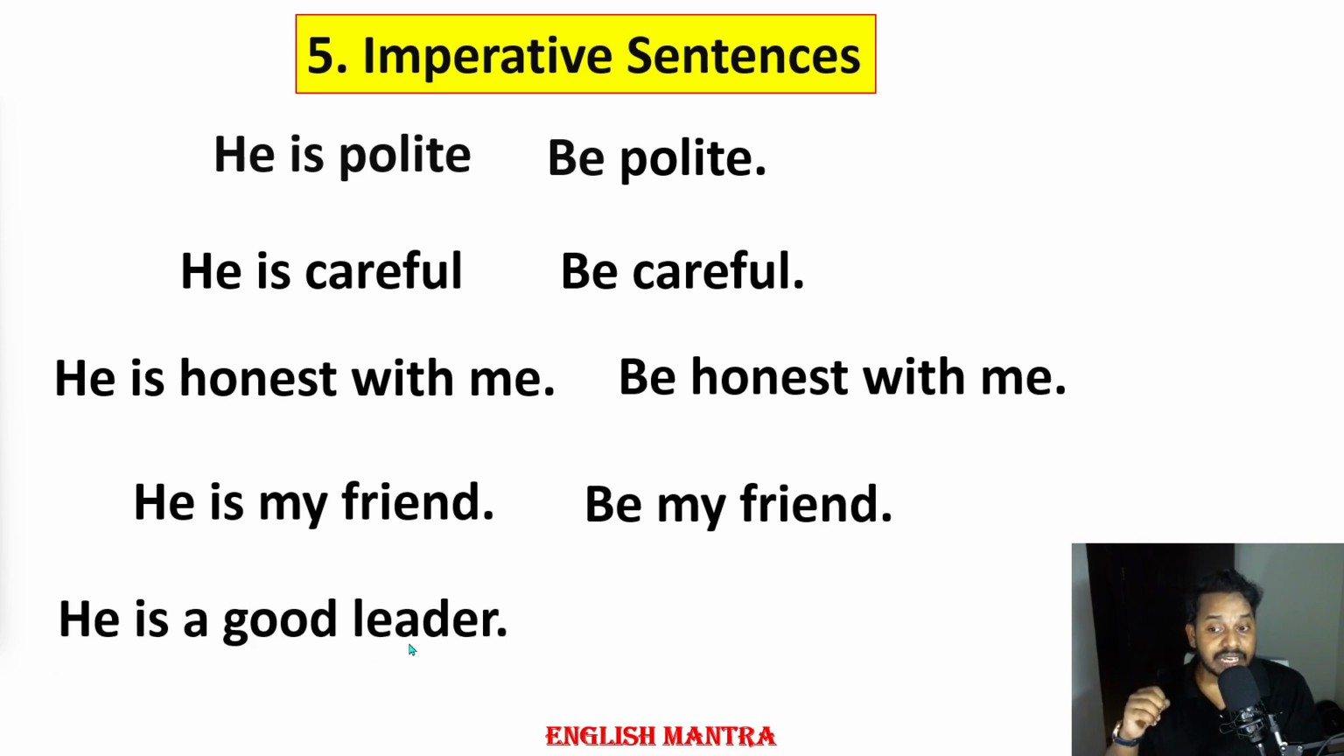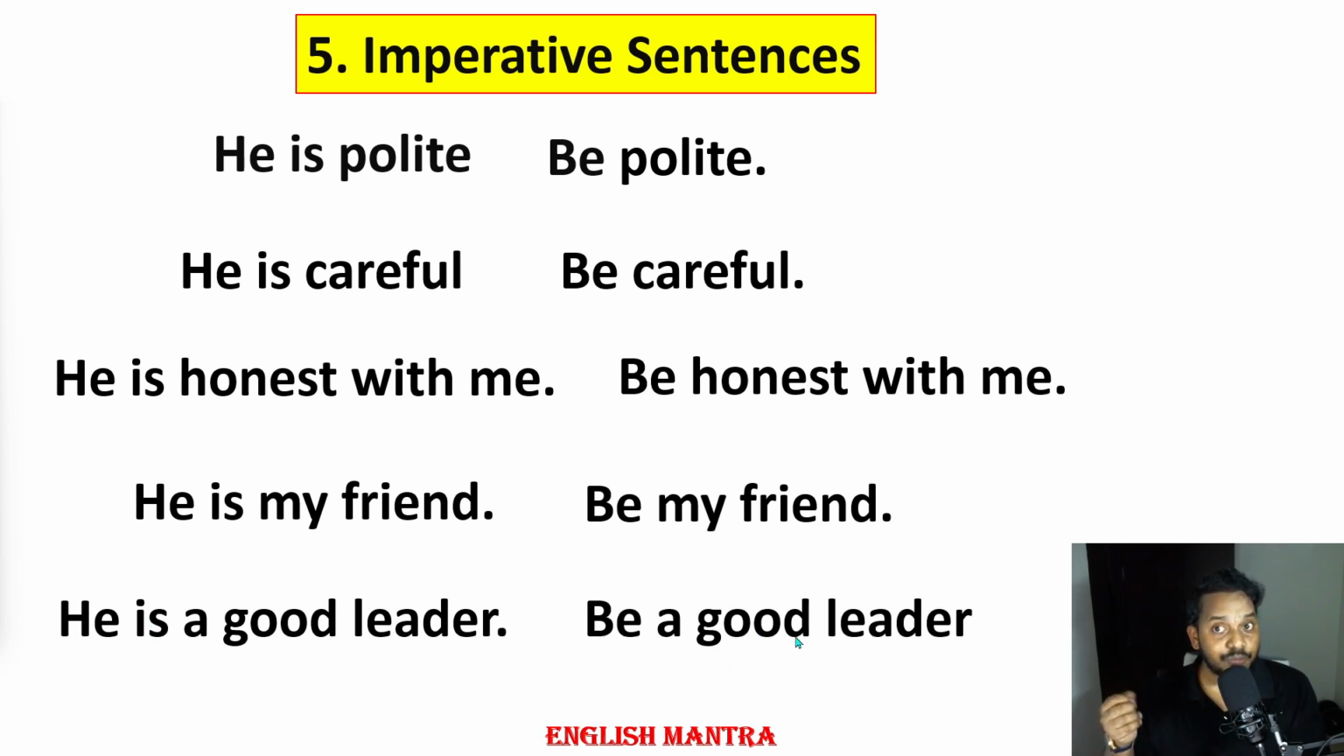He is a good leader. Atanu oka good leader. If I remove subject and place a verb in its base form, it would be, be a good leader. Good leader ga undu. In this way, we use be in imperative sentences. So the meaning would be polite ga undu, careful ga undu, nato honest ga undu, na friend ga undu, good leader ga undu. Ila undu ane ardham istundi.